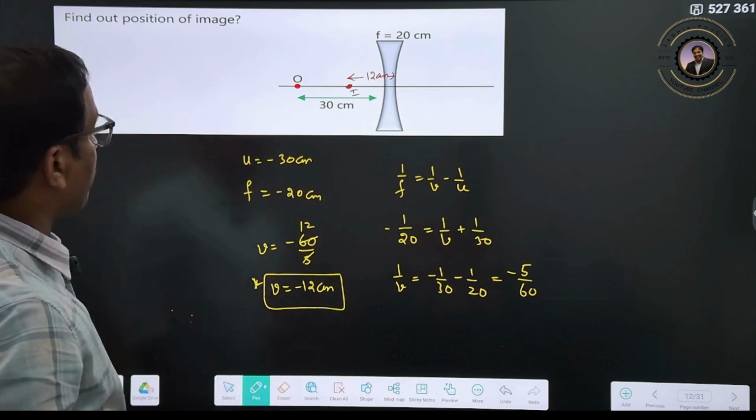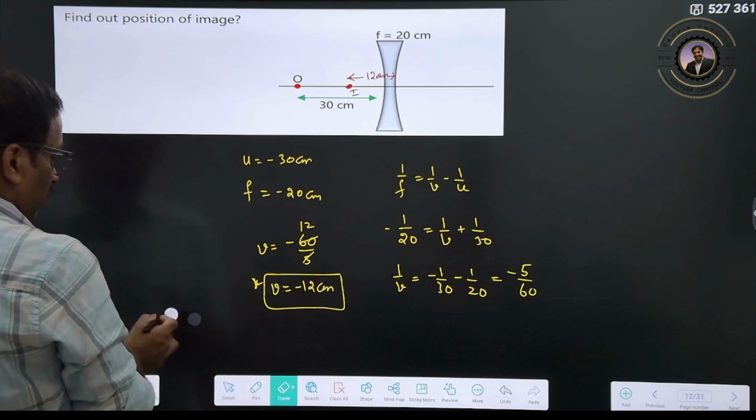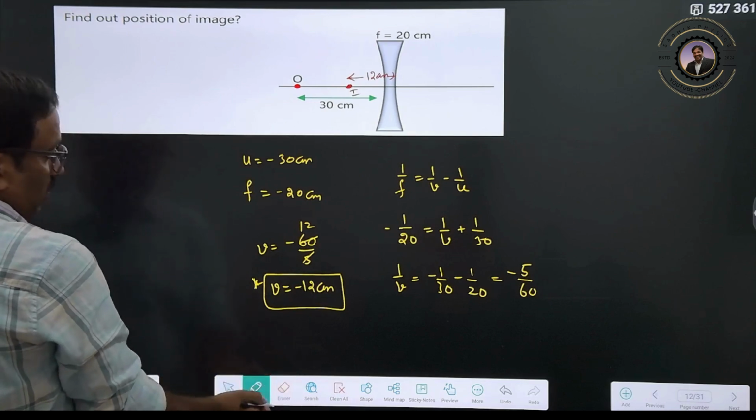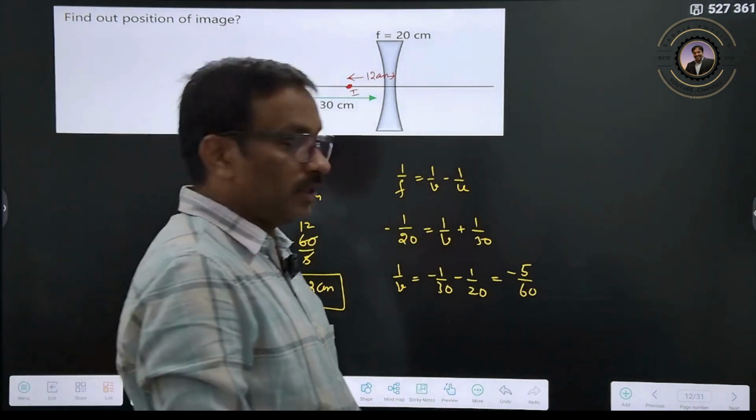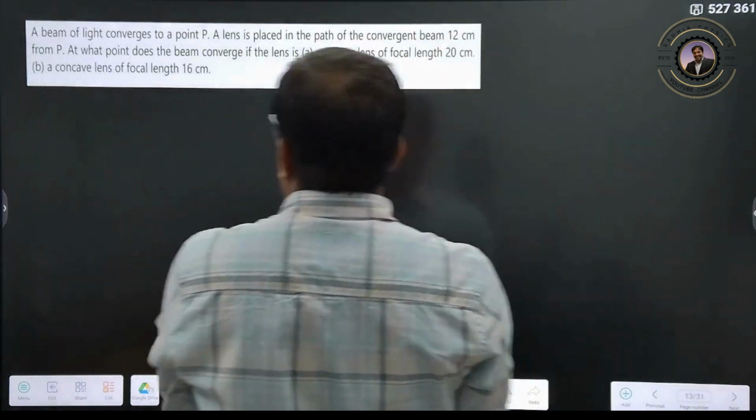So this is the point size only, therefore magnification, you might not have needed. Clear? Right. So let us go for another question now.